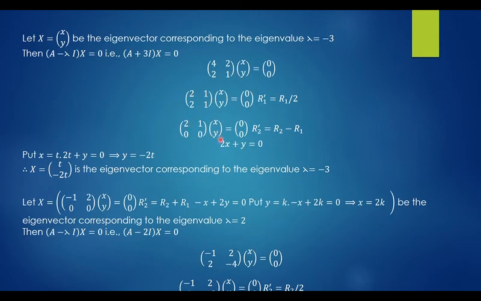Then you get one simplified equation from the above matrix: 2x plus y equals 0. From this we can find the values of x and y by assigning one of the variables, x or y, as t. We can take either x as t or y as t. Here we took x equals t. Put x equals t, and if we substitute, you get the value of y as minus 2t.